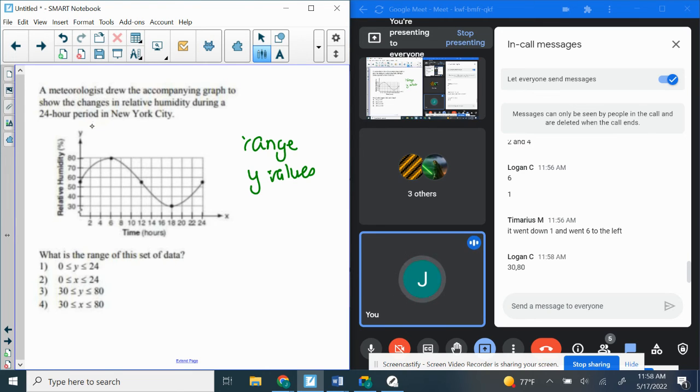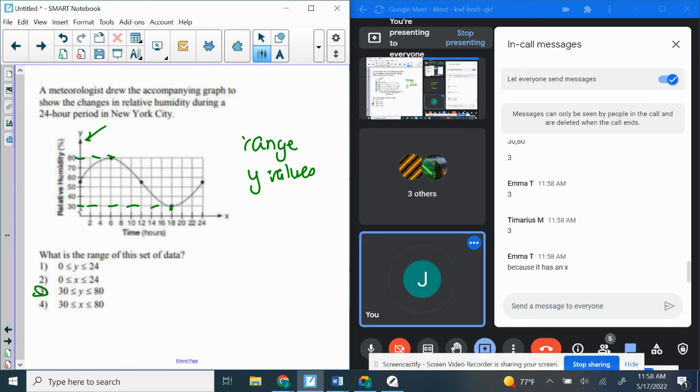Good, because you're looking, remember, this is your y-axis. And the smallest number would be right here, farthest down, and then the furthest up. So 30 and 80. So is our answer choice 3 or 4 the correct answer? 3, good. Why is 4 bad? Why is number 4 not right?